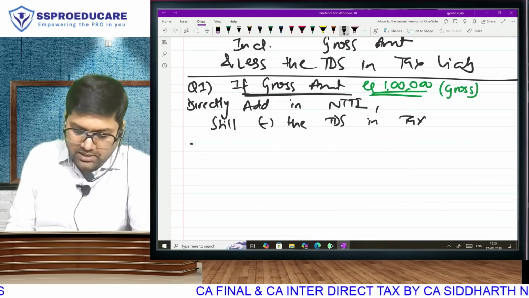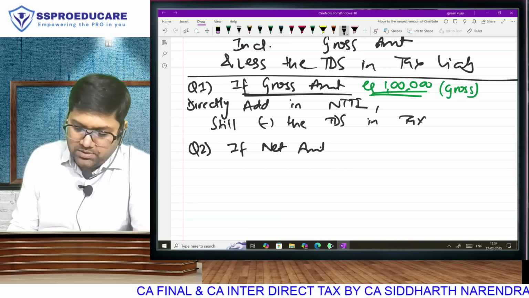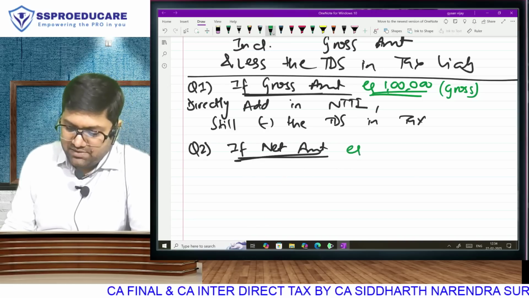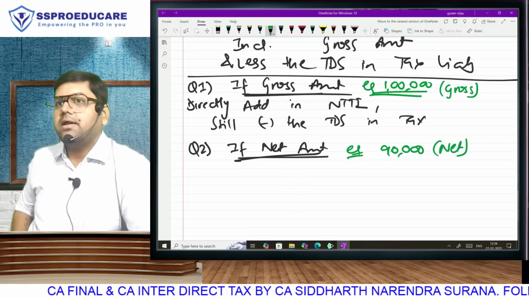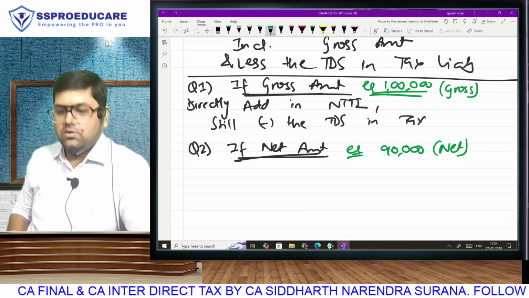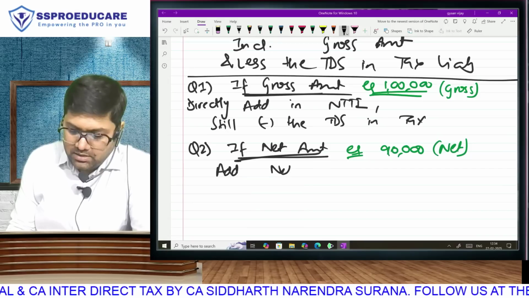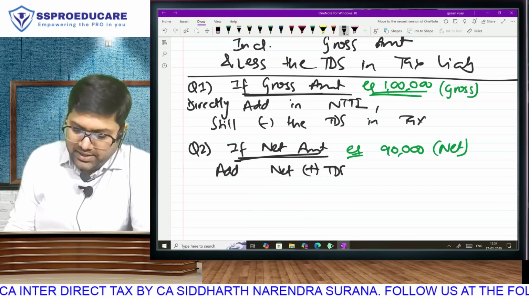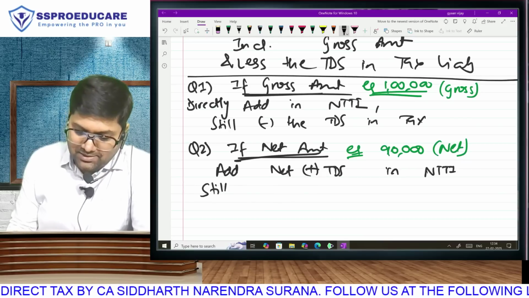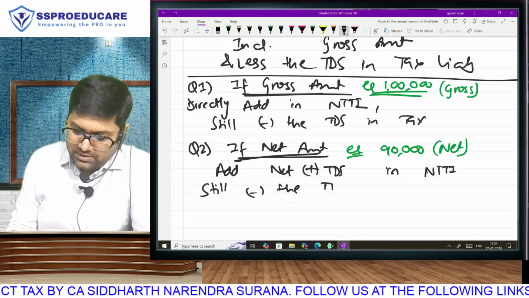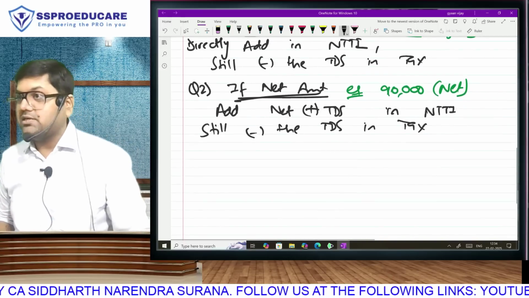And supposing in your exam they have given you the net amount, meaning in the exam they have given you 90,000 and they write in brackets net. So what will you do? Add net plus TDS in NTTI and still less the TDS in tax.